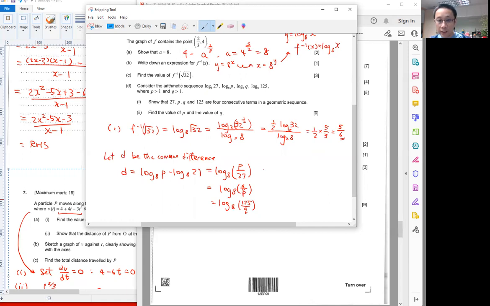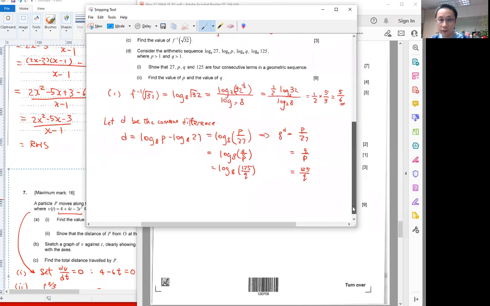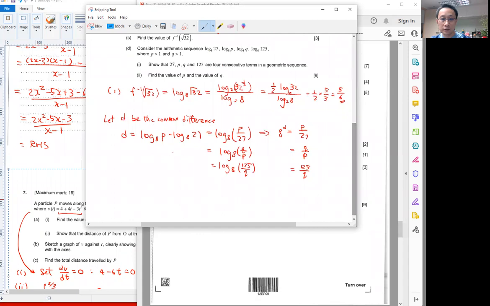And then in each case, I can unlock both sides. So I'm looking at 8 to the D equals P over 27. At the same time, it equals Q over P. At the same time, 125 over Q. And then now we have basically completed the proof, because 8 to the D is a constant.